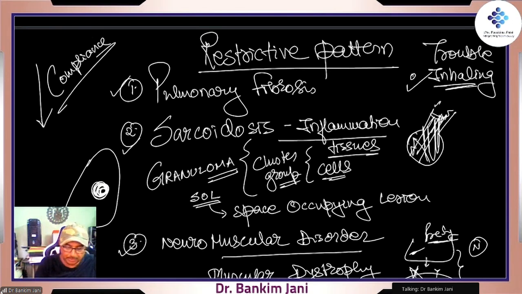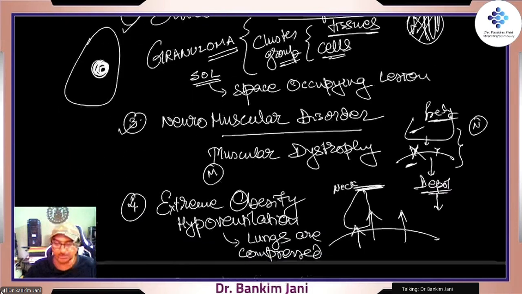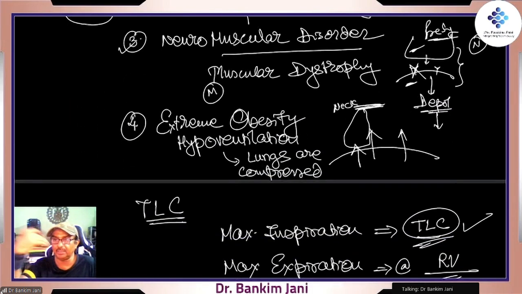Then comes the neuromuscular disorder. There is muscular dystrophy, where the muscles themselves are not working. So how will the person be able to breathe? Because here what we are talking about is the restrictive pattern. Restrictive pattern means there is a problem in the inhalation of the lungs. Then this is very bad: extreme obesity, hypoventilation.